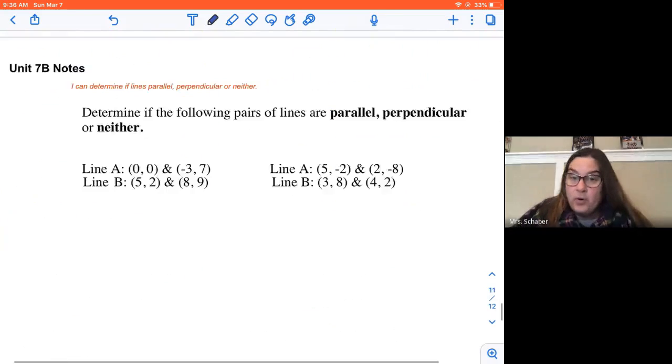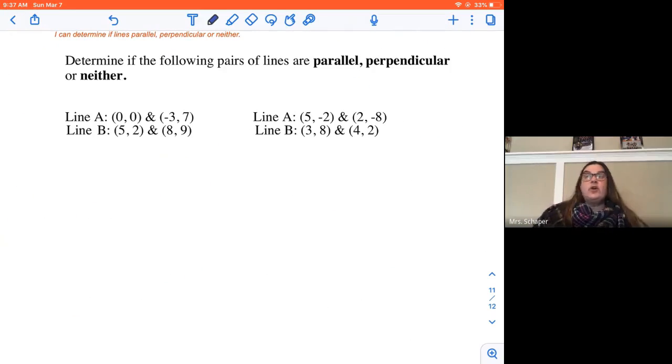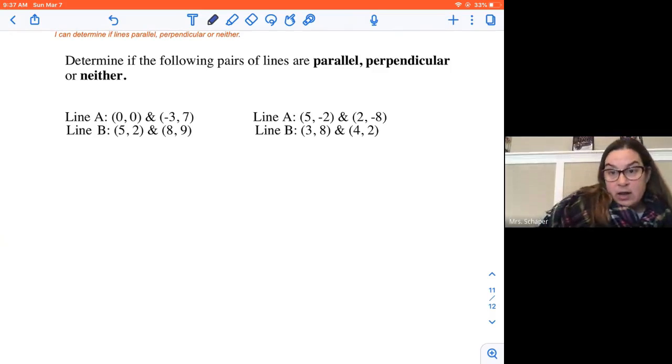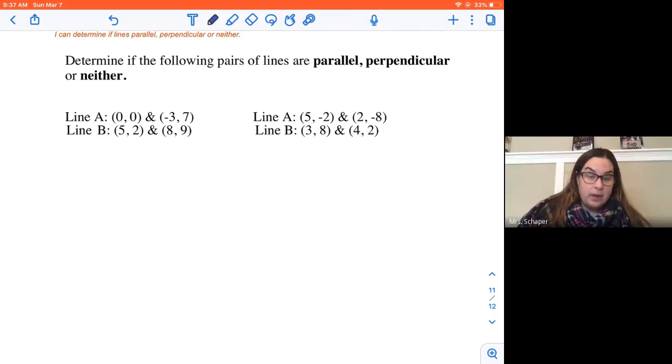Let's try a couple more. Again, we're practicing slope. We're learning a new skill that applies slope, something that we've been working on for a little while now. Here we go. Line A.